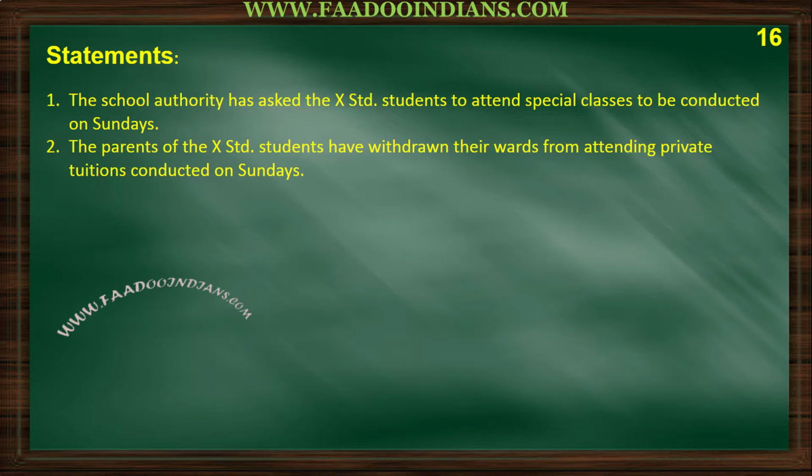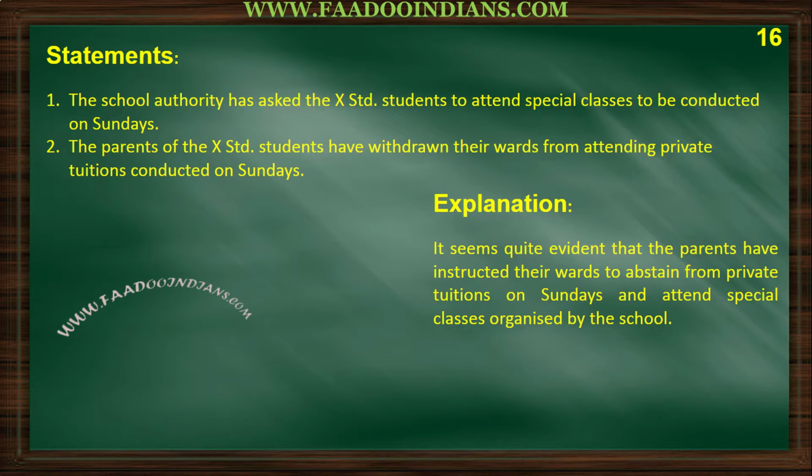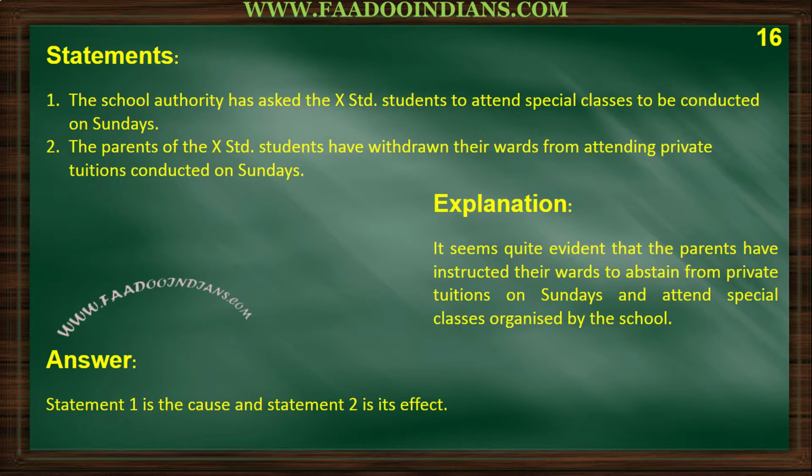The school authority has asked the 10th standard students to attend special classes to be conducted on Sundays. The parents of the 10th standard students have withdrawn their wards from attending private tuitions conducted on Sundays. So why would parents withdraw their children from tuitions? Because the school started tuitions itself. Therefore, it seems quite evident that the parents have instructed their wards to abstain from private tuitions on Sundays and attend special classes organized by the school. Statement 1 is the cause and Statement 2 is its effect.